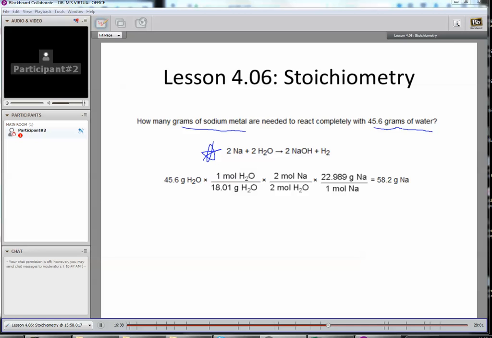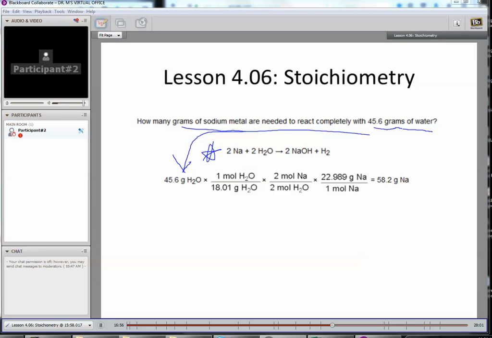And then what I'm going to do is put my given value down here and start everything off. Now I've got grams of water, and I've got to get to grams of sodium metal. So how do I do that? Well, the first thing that I'm going to do is convert my grams into moles.